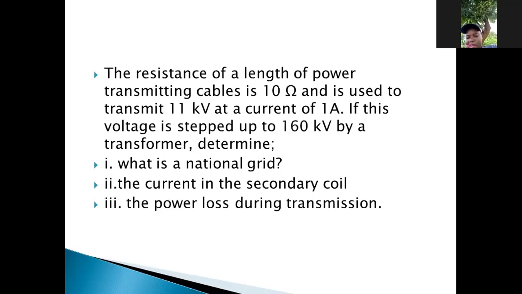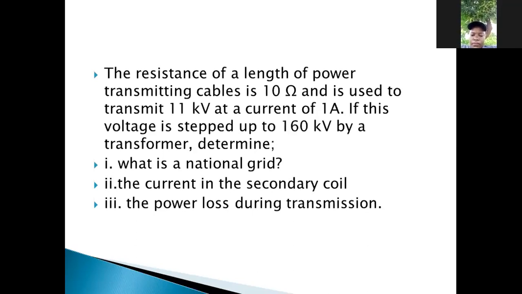Not really. The voltage in the primary coil is actually 11 kV, kilovolts. The current in the primary coil is 1. The voltage in the secondary is 160. So you clearly see you can get the current by dividing 11 kV over 160.